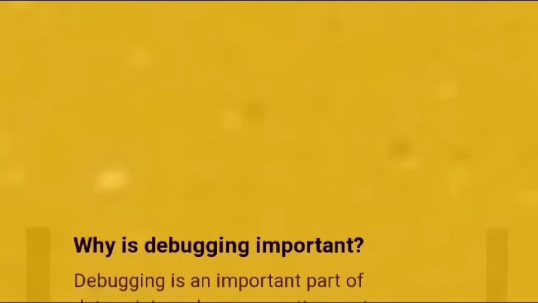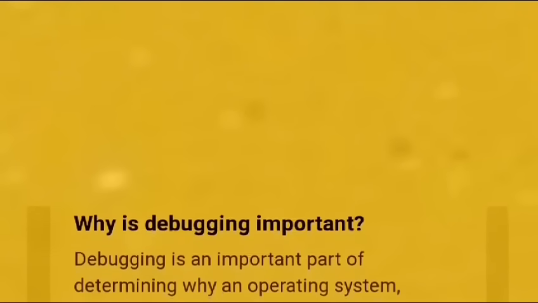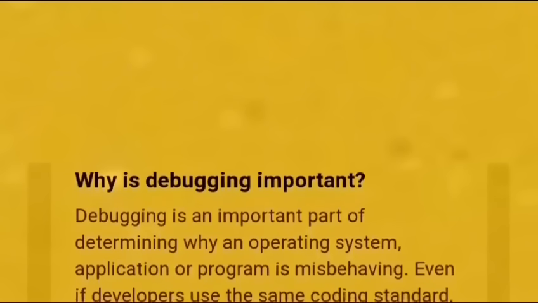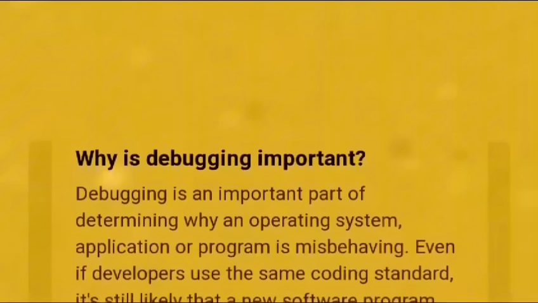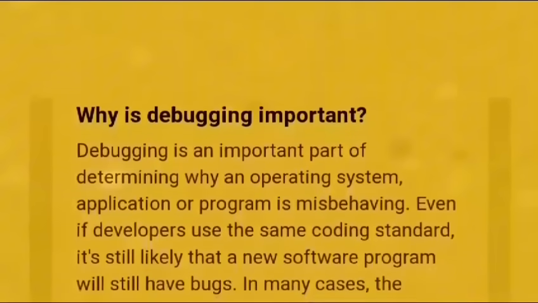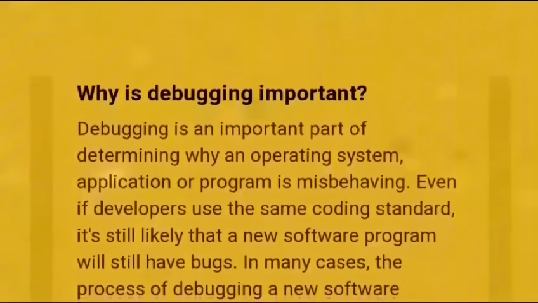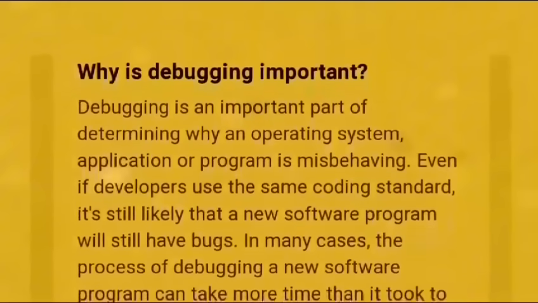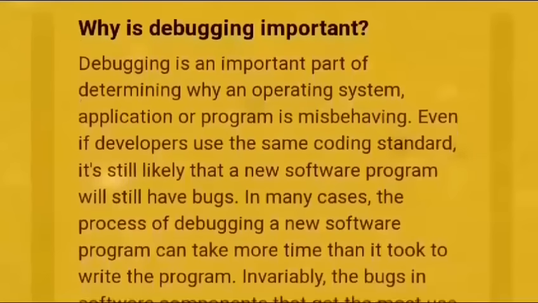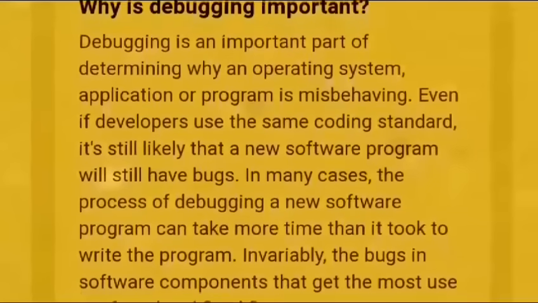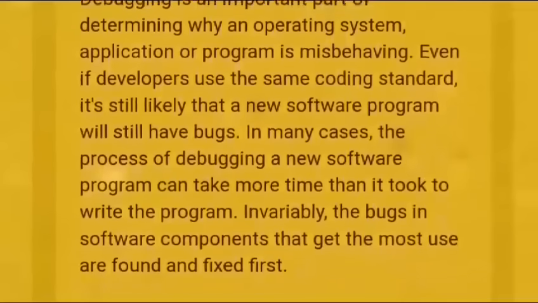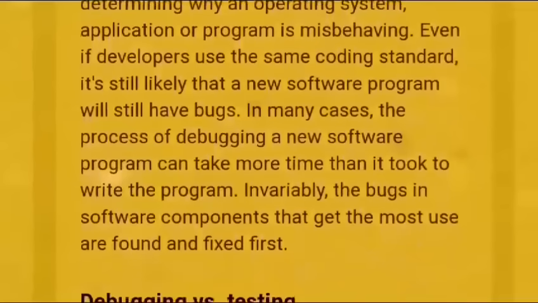Why is debugging important? Debugging is an important part of determining why an operating system, application, or program is misbehaving. Even if developers use the same coding standard, it is still likely that a new software program will have bugs. In many cases, the process of debugging a new software program can take more time than it took to write the program. Invariably, the bugs in software components that get the most use are found and fixed first.